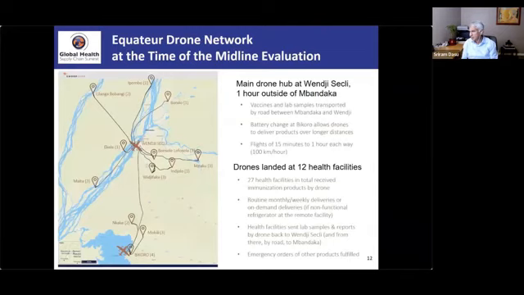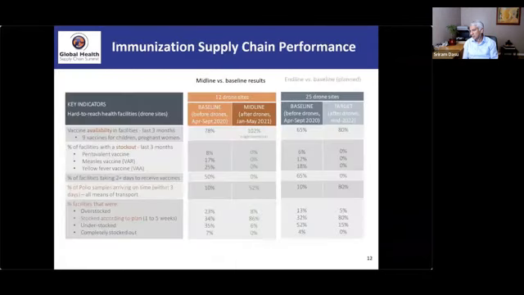The main drone hub is located at Sekliwenji, 1 hour outside Mandaka. Flight lasts 15 minutes to 1 hour each way, and 27 facilities received immunization product by drone and sent back lab sample and data.